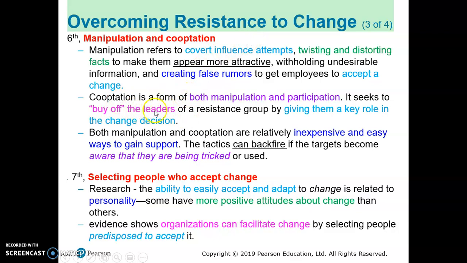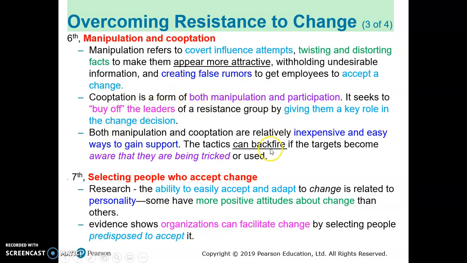Next is by using cooptation. Cooptation is a form of both manipulation and participation. It's considered like a buyoff of the leader of a resistant group. So let's say there are groups that are resistant to the change. Focusing on the leaders, because focusing on all the members of the group that resist change is quite difficult. So one strategy to overcome resistance to change is to go straight to the leader of this resistant group. If you want to use cooptation, you buy off the leaders.